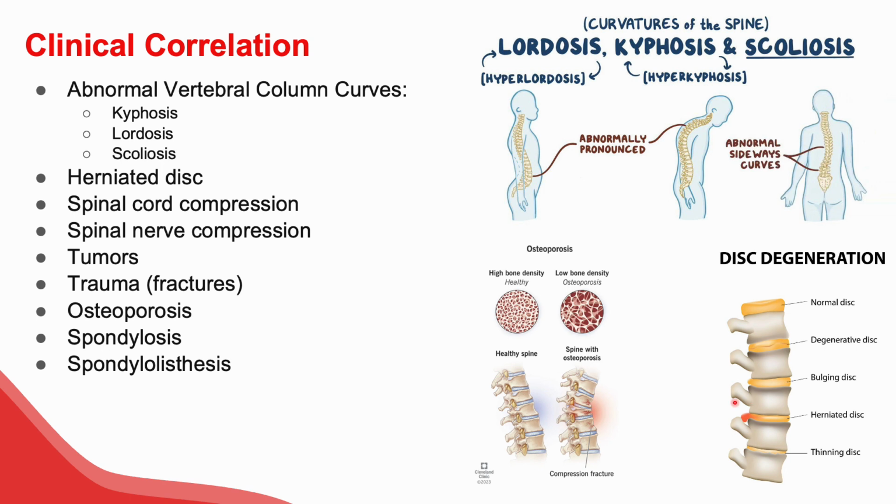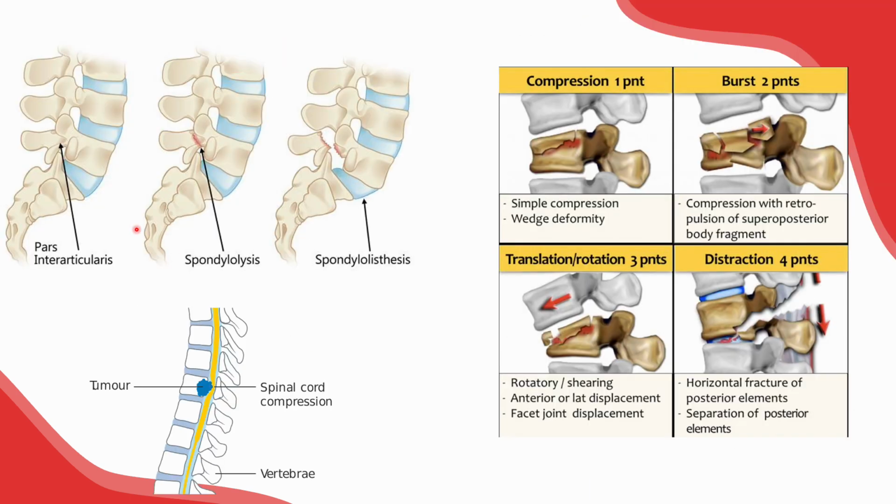We also have herniated discs that can affect the spinal nerves. We also have spinal cord compressions, spinal nerve compressions, tumors. We also have traumas like fractures, osteoporosis, spondylosis, and spondylolisthesis. So this is the pars interarticularis. In spondylosis, it is broken.